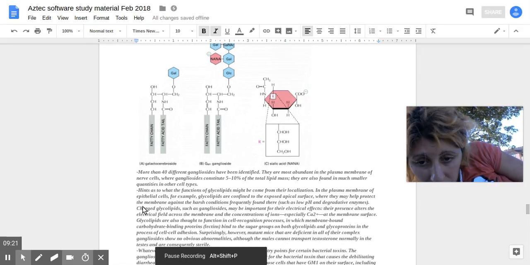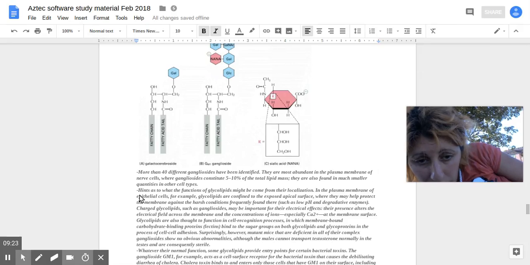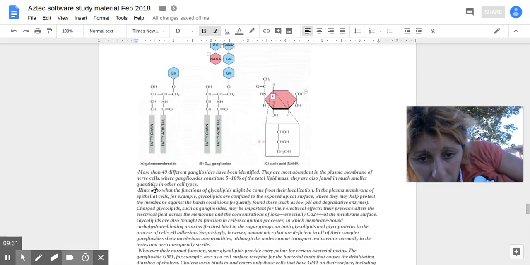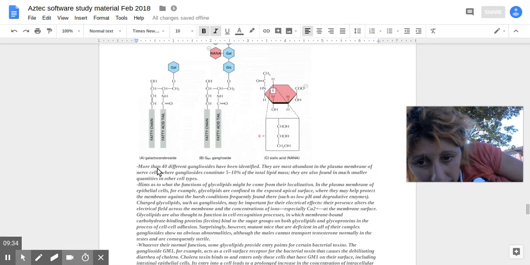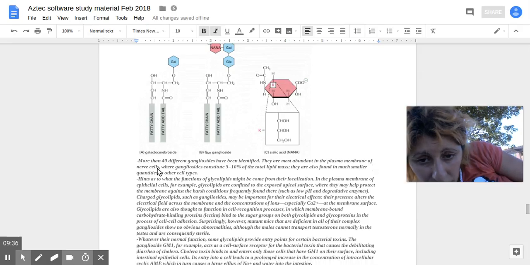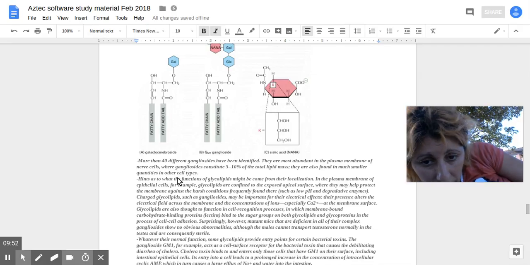Hints as to what the functions of glycolipids might be come from their localization. In the plasma membrane of epithelial cells, for example, glycolipids are confined to the exposed apical surface, where they help to protect the membrane against the harsh conditions frequently found there, such as low pH and degradative enzymes. Charged glycolipids, such as gangliosides, may be important for the electrical effects. Their presence alters the electrical field across the membrane, and the concentrations of ions, especially calcium 2+, at the membrane surface.